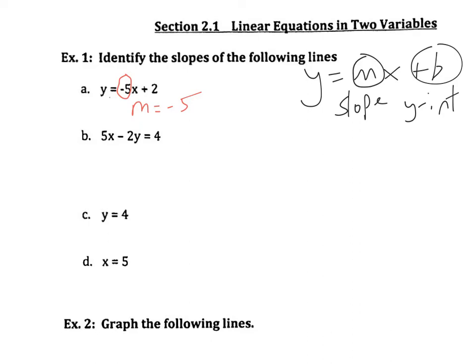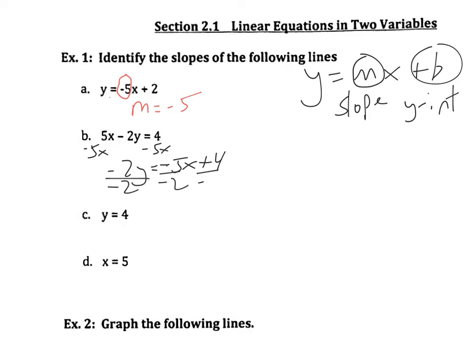But if you look at B, that's not in slope-intercept form. So anytime you want to identify the slope of a line, you want it in slope-intercept form. So on B, we need to get y by itself. So first, let's subtract 5x to the other side. So negative 2y equals negative 5x plus 4. So we moved 5x over, bring down the negative 2y, and then divide everything by negative 2.